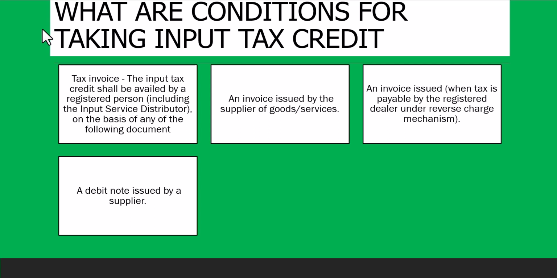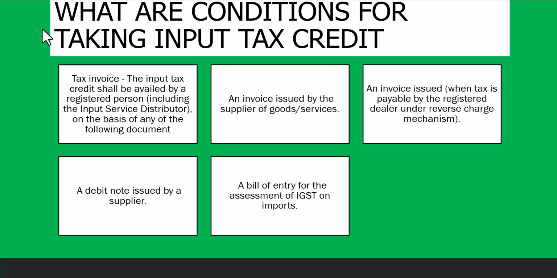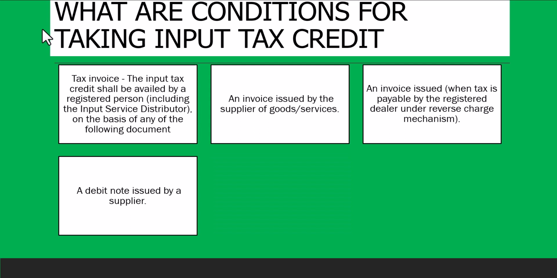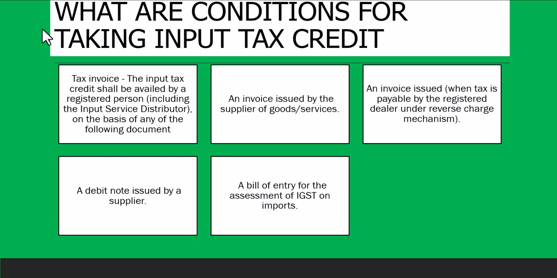A debit note issued by a supplier. A bill of entry for the assessment of IGST on imports. Okay, so first is a debit note. You can also receive debit notes, which, as I gave an example, will carry the details about the additional amount which has been debited to you along with the tax component. So that also becomes a very important document for taking input tax credit. So invoice, debit note, then bill of entry.